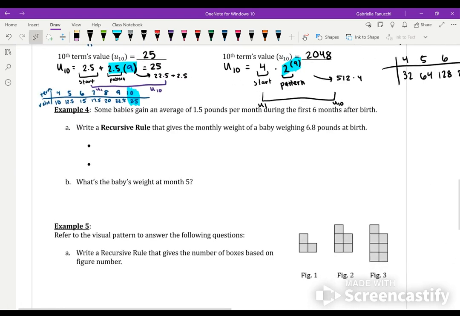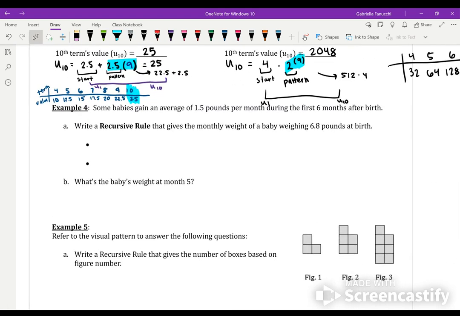Okay, some babies gain an average of 1.5 pounds per month during the first 6 months after birth. Write a recursive rule.